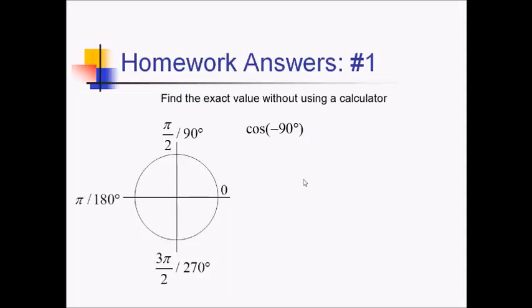For number one, I'm trying to find the cosine of negative 90 degrees. So just thinking of where this is, 90 clockwise, we're at the bottom of the unit circle, and cosine is the x value, so that x value is going to be 0. For sine of 3 pi over 2, that's 270, that's down here at the bottom of the unit circle, and sine is asking about the y value down there, so that's going to be negative 1.